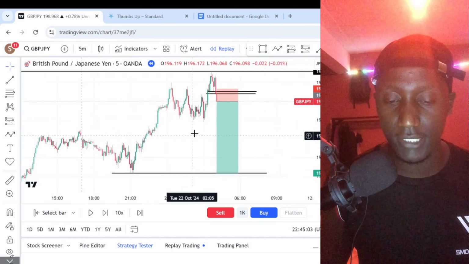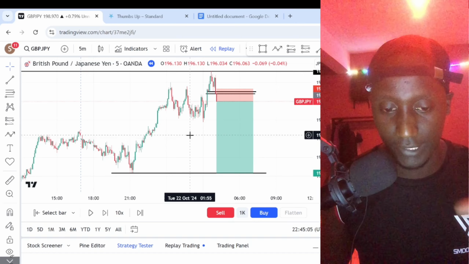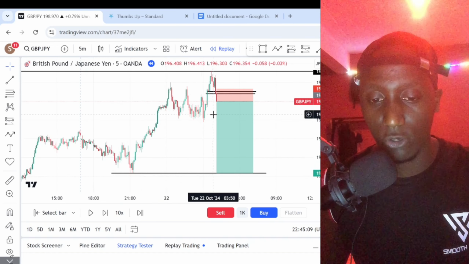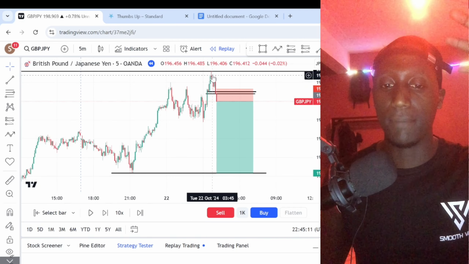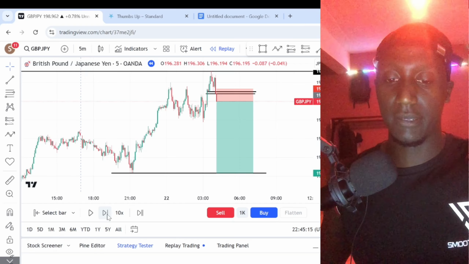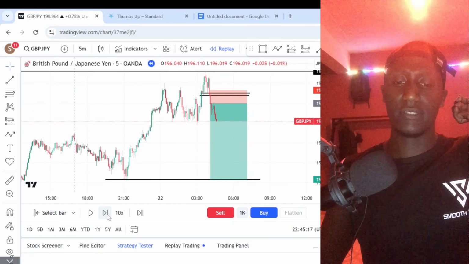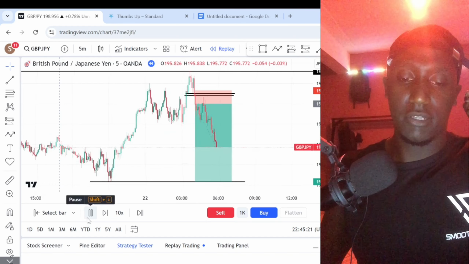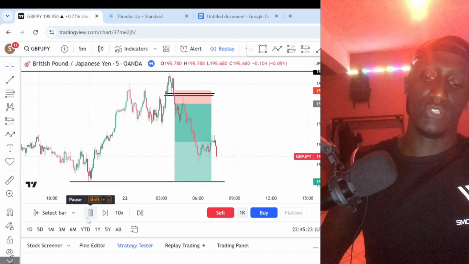So notice, this is now the pump and dump setup. We have the pump, we have the pause, we have the stop hunt, and then boom, we are waiting for price to start dumping. And what happens? Price dumps all the way, all the way. So this is the setup that we want to see.